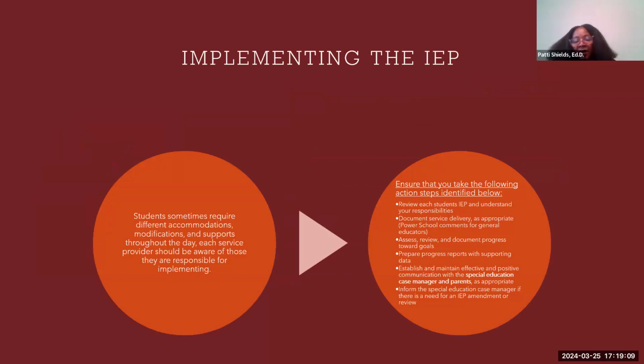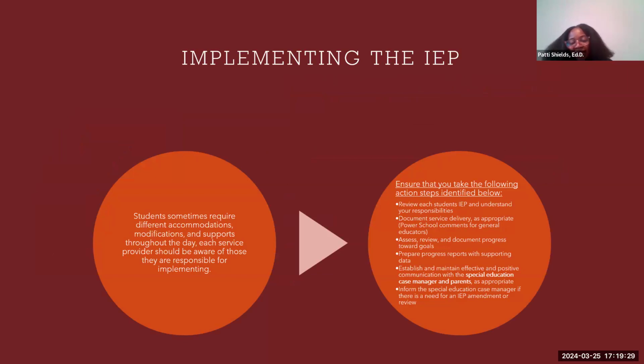And then with implementing the IEP, you must ensure that you take the following action steps identified below. You should review each student's IEP and understand your responsibilities. Document service delivery as appropriate. Everybody has to document the services that they provide.